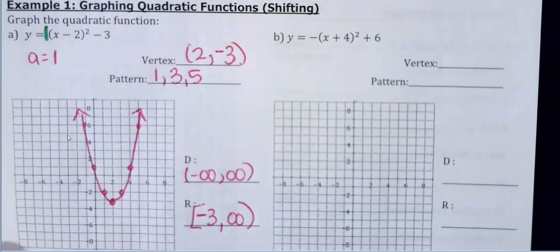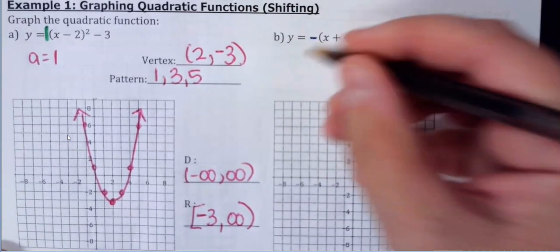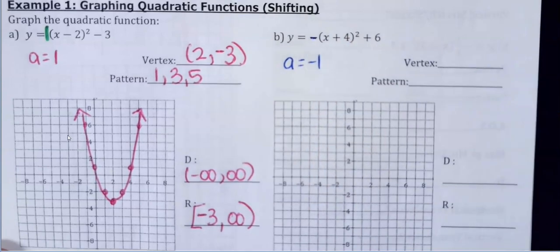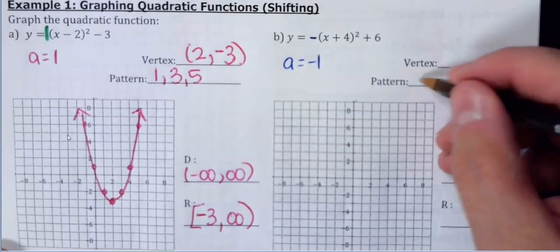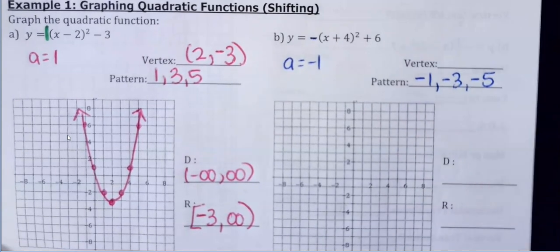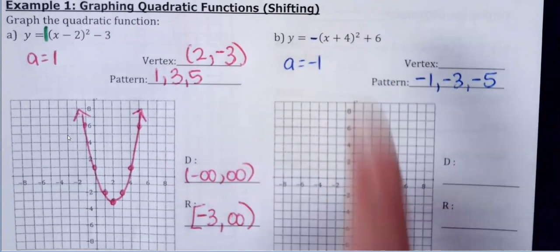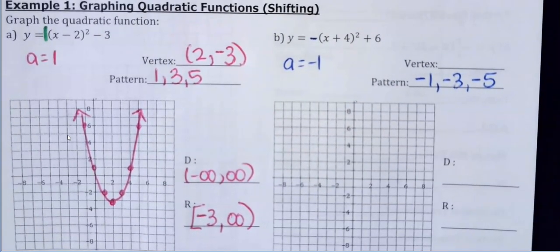All right, now, the one right next to this. See how there's just a little subtraction sign out in front? That means your a value is -1. For the pattern, all that's going to do is make it -1, -3, -5. What would the vertex be for this second quadratic?